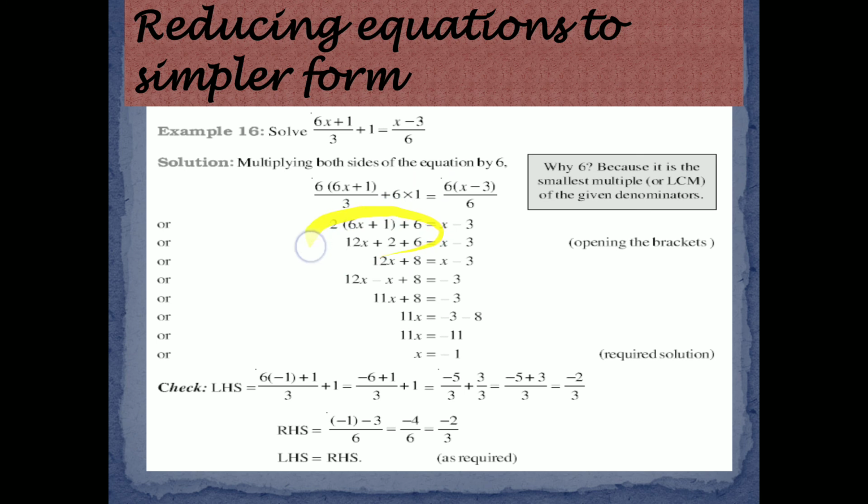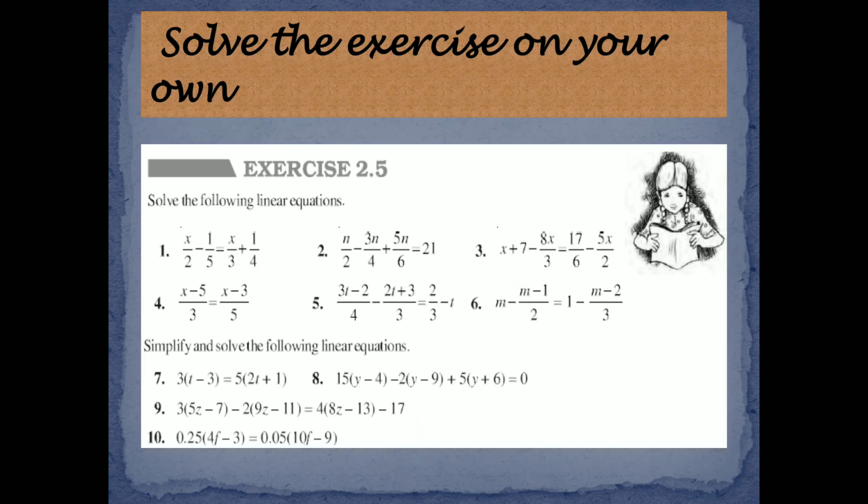So once I solve it, 2 into 6x plus 1 plus 6 is equal to x minus 3. I get 12x plus 2 plus 6 is equal to x minus 3, and so on. I get the value of x is equal to minus 1. Here to check, in place of x, he has put minus 1. So LHS is equal to RHS. That is, our answer is correct. Let's move on to the next.